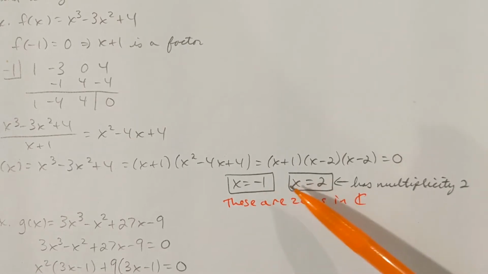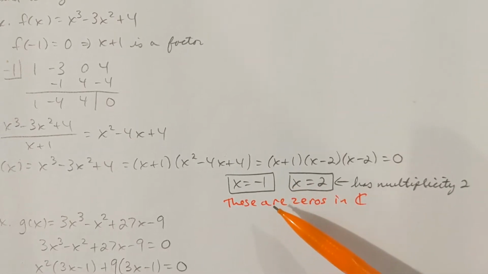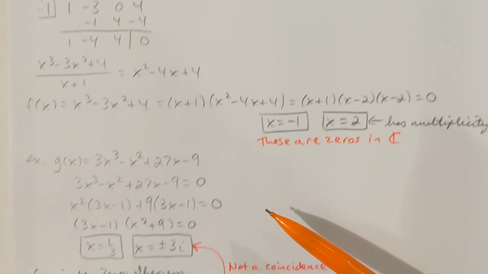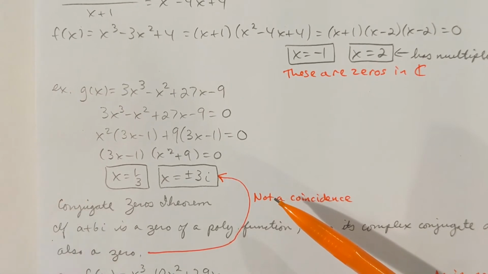So now these two didn't have an imaginary part. That's okay. We can still call those complex numbers. Okay, here's another example.